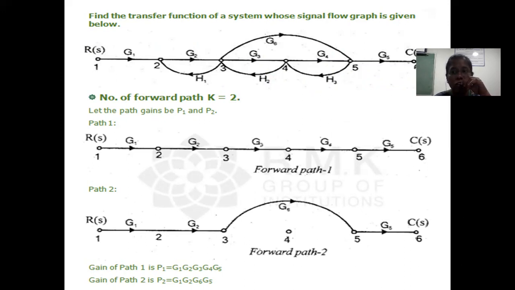That is actually the definition of a loop, right? So therefore, we can get a loop where it is starting from node 2, moving to node 3, and again back to node 2. So this is actually a loop, right? So I can take this as my first loop.